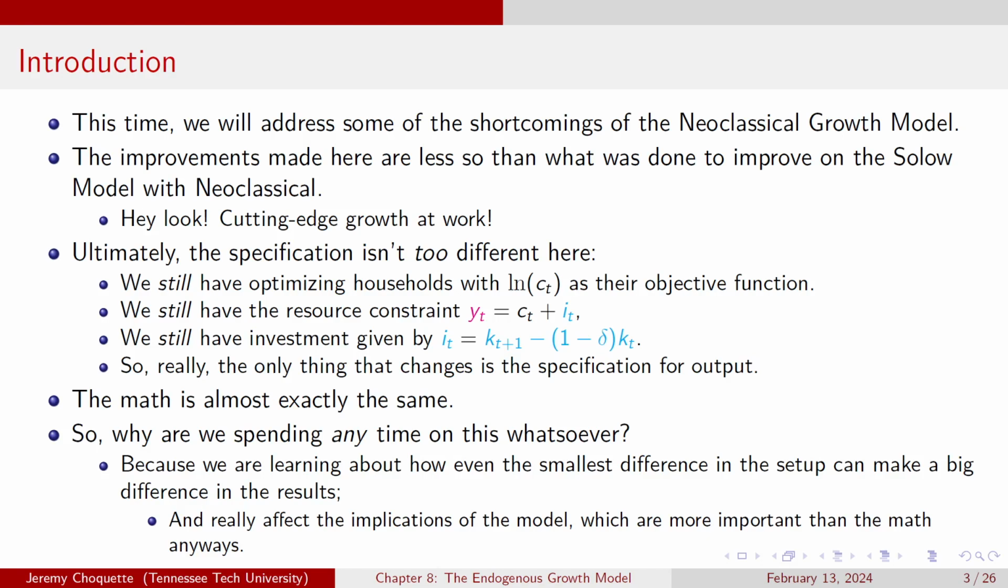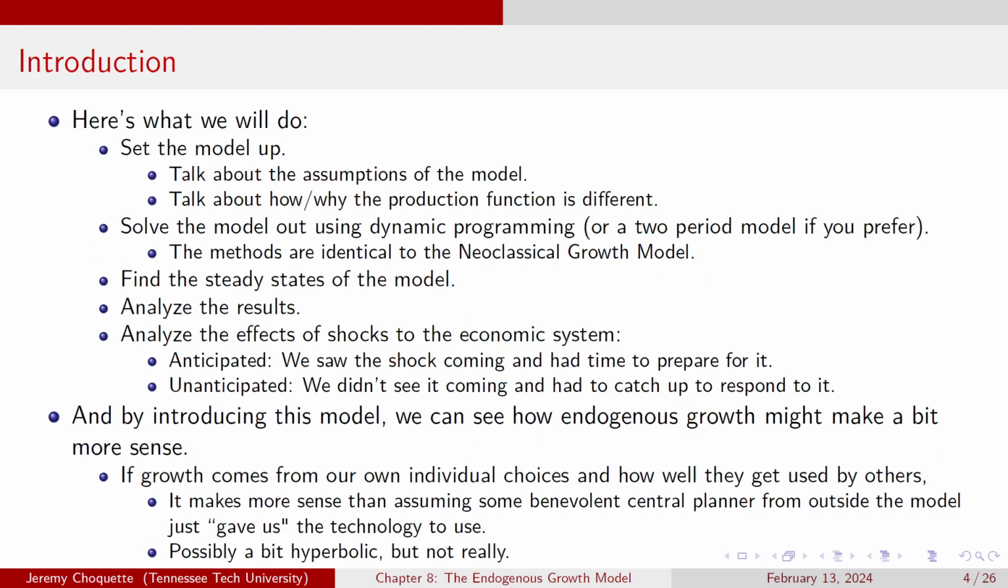So now you're going to be like, well, why are we spending any time on this at all? And it's because we're learning how even the smallest difference in the setup can make a big difference in the interpretation of the results. And thus, it'll affect the implications of the model, which are really more important than doing the math anyways. The math is just the means to an end. It's not the end in and of itself. So here's what we're going to be doing. We're going to talk about the assumptions of the model, talk about how and why production is different, and we're going to solve the model.